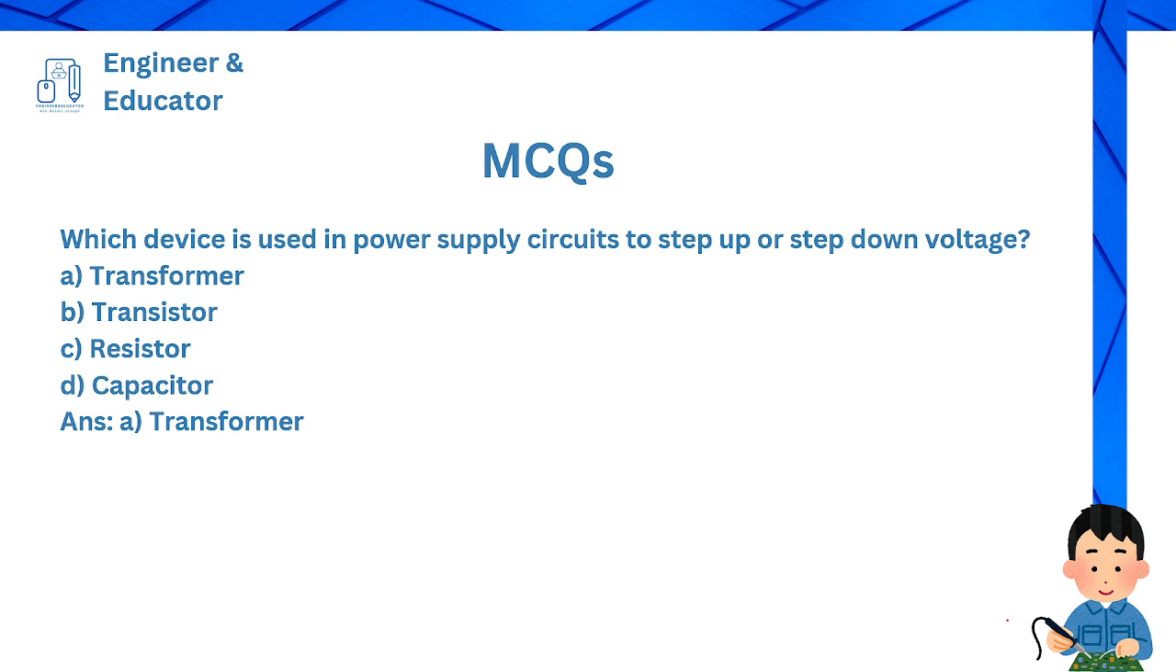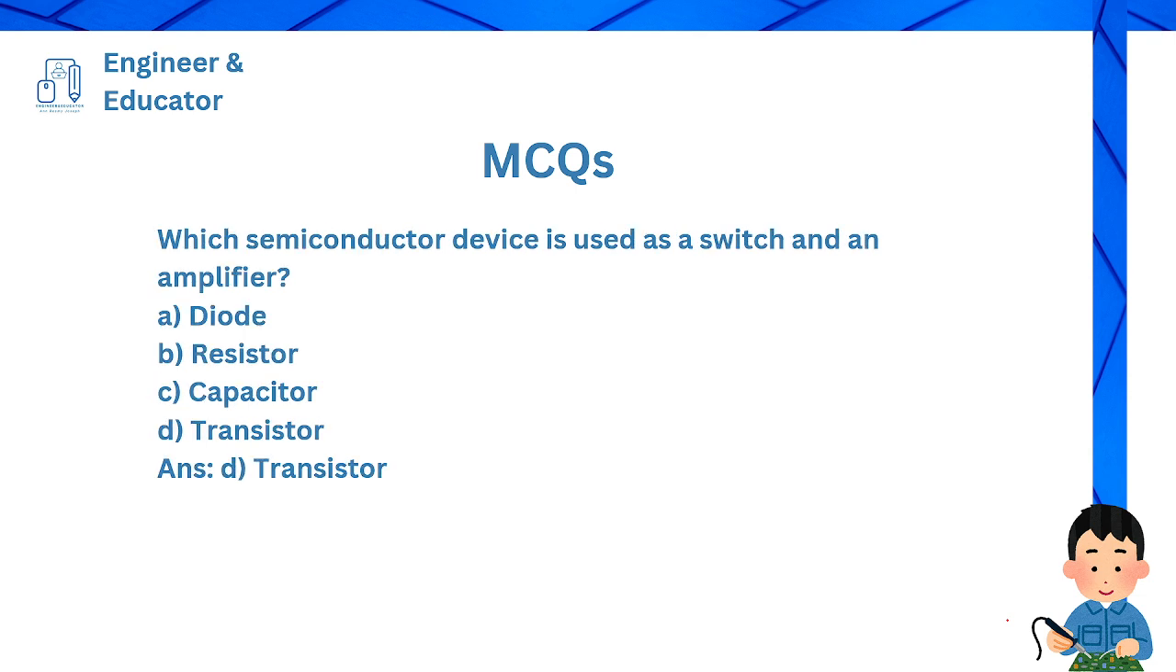Which device is used in power supply circuits to step up or step down voltage? Very easy. Transformer. Don't confuse it with transistor. It is transformer for step up and step down of voltage in power supply circuits. Which semiconductor device is used as a switch and an amplifier? Transistor can behave as both a switch and an amplifier.